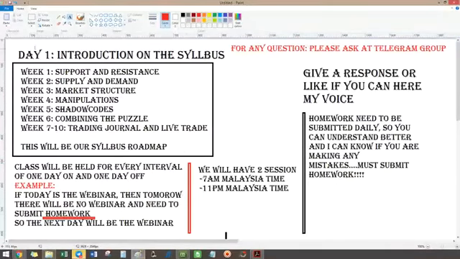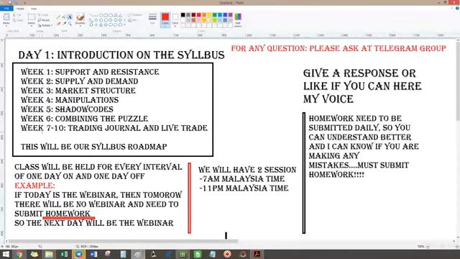Alright, so I will go through the introduction on the syllabus briefly. For week 1, we will focus on support and resistance. For week 2, we will focus on supply and demand. On week 3, we will focus on market structure. Week 4, we'll be studying manipulation. Week 5, we'll be studying the shadow codes. And for week 6, we'll be combining the puzzle.